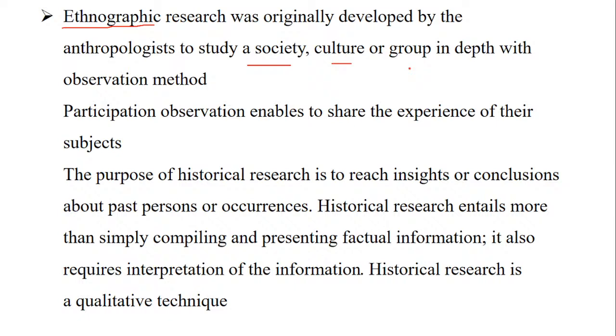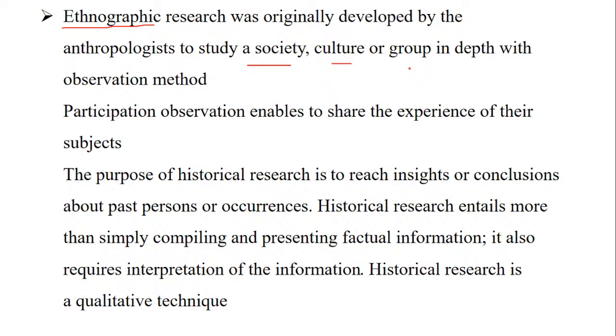Is it a community? Is it a society? Is it a culture? Is it a group? In one of the previous year question papers, the question was based on a group of students staying in a hostel. So that is a group, but just to confuse students they wrote that it is experimental. So please understand what exactly is being studied.